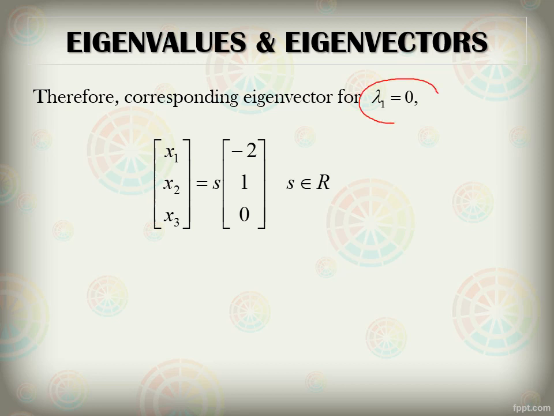So lambda 1 equal to 0. This is our first eigenvalue, and this is the corresponding eigenvector for the eigenvalue. S is a real number, so s can be any real number.